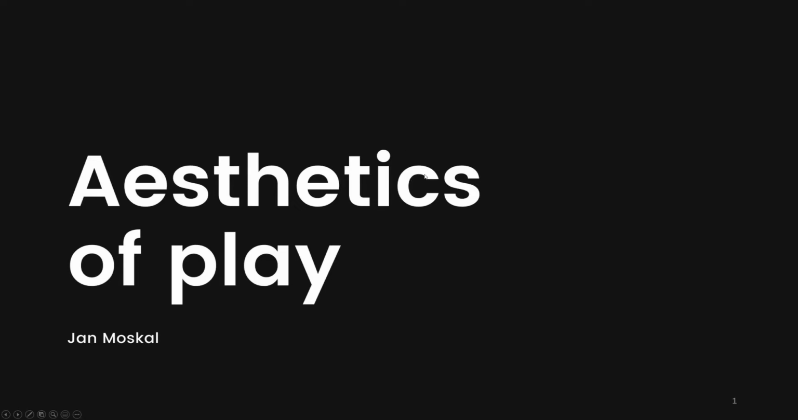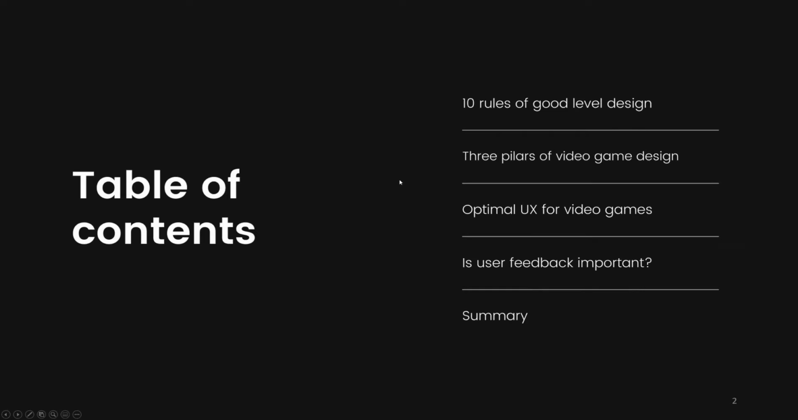Okay, so I'm gonna talk about the aesthetics of play, and I want to focus on a few things. So firstly, I'll mention 10 rules of good level design, then I'll go to 3 pillars of video game design, then I'll move to user experience and talk about the optimal one for video games, and in the end I'm gonna talk about user feedback and if it's important or not. And obviously in the final slides I'm gonna summarize everything.